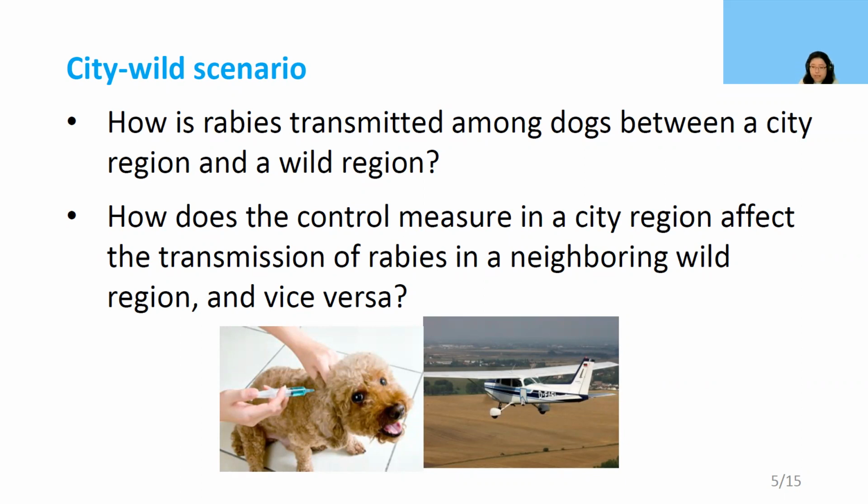Note that the vaccination strategies in the city region and in wild region are quite different. In the city region, the dogs can get vaccinated in animal hospitals, but in wild region, vaccinations are distributed by helicopters.